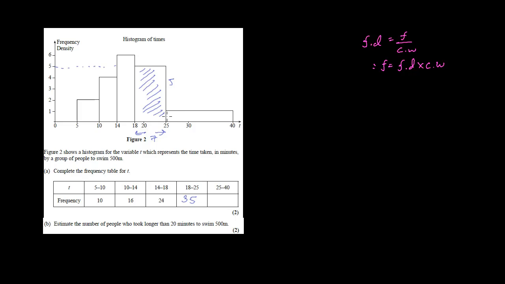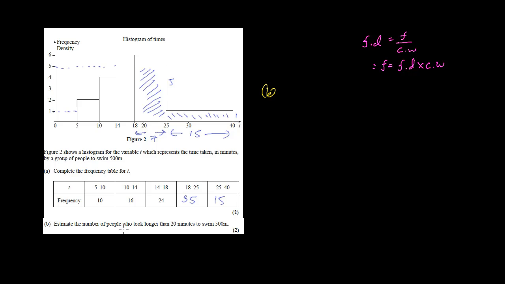The next one, this one, so the class width is going to be 15, and the height is 1. 15 into 1 is 15. So done.